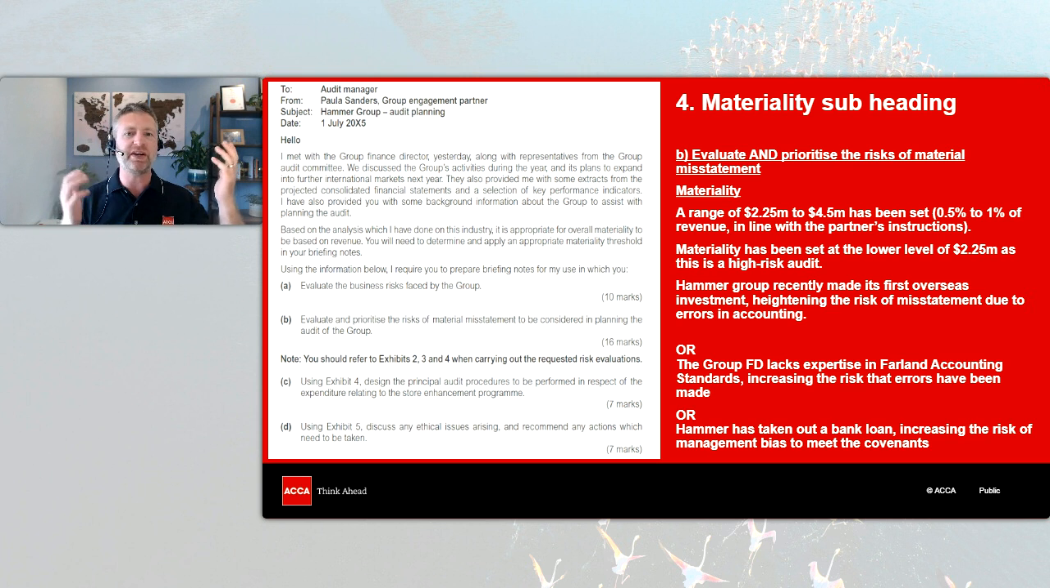Or I could pick something else. They've just taken out a big bank loan, and so there's more risk that management cook the books. They fiddle the numbers to make sure that they don't breach their bank loan covenants. So I just chose to do the overseas acquisition one, but I could have put the second one, or the third one. It doesn't matter what your justification is, as long as it is valid and based on something from the scenario.